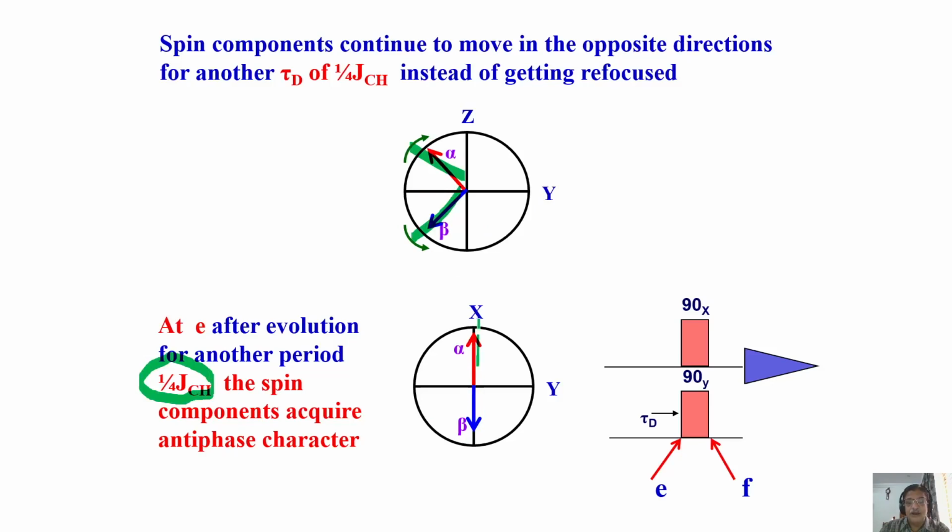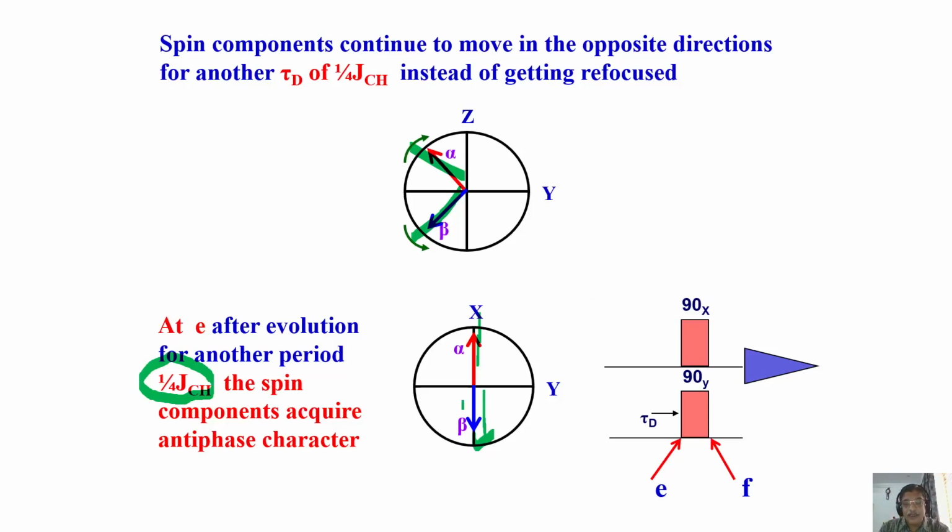In the sense, alpha component is along this axis and beta component is along this axis. Exactly opposite, antiphase character. Understand? The vectors are in opposite direction. This is antiphase character now. This is at the point E, after the delay, when 180 pulses were applied on both proton and carbon.